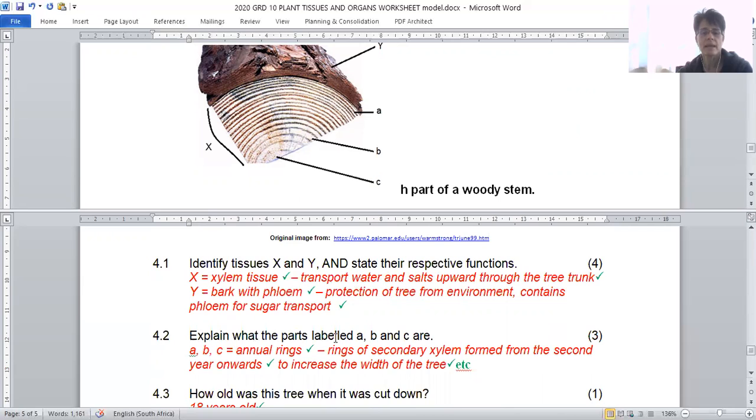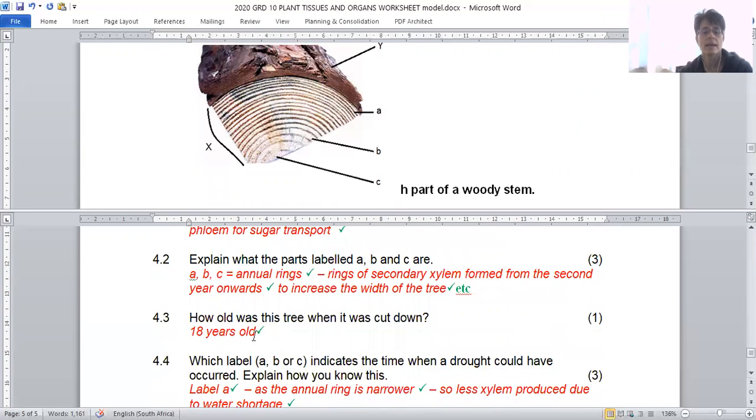What are labels A, B, and C? They are annual rings. They are rings of secondary xylem, which is actually woody tissue that form every year to increase the width of the tree. So 3 marks there, okay? How old was this tree? Well, I'm not going to count them now, but I counted all these little clear areas and I got 18 years old, okay? Then, which label indicates the time when a drought could have occurred?